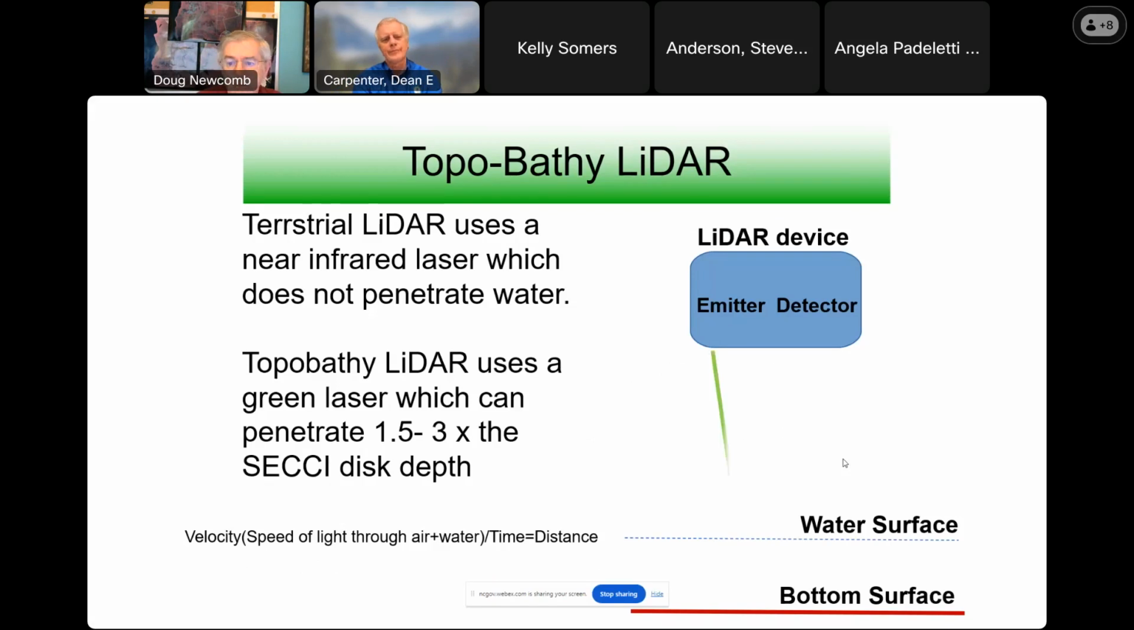So when you do that, you emit it, and it bounces off the bottom surface if it can get through to the bottom, or it also gives a return at the top of the water surface, so you can get the elevation of the water as well as the bottom elevation if the water is clear enough for it to get to the bottom. That is a problem in a lot of our estuaries where you have very turbid water.